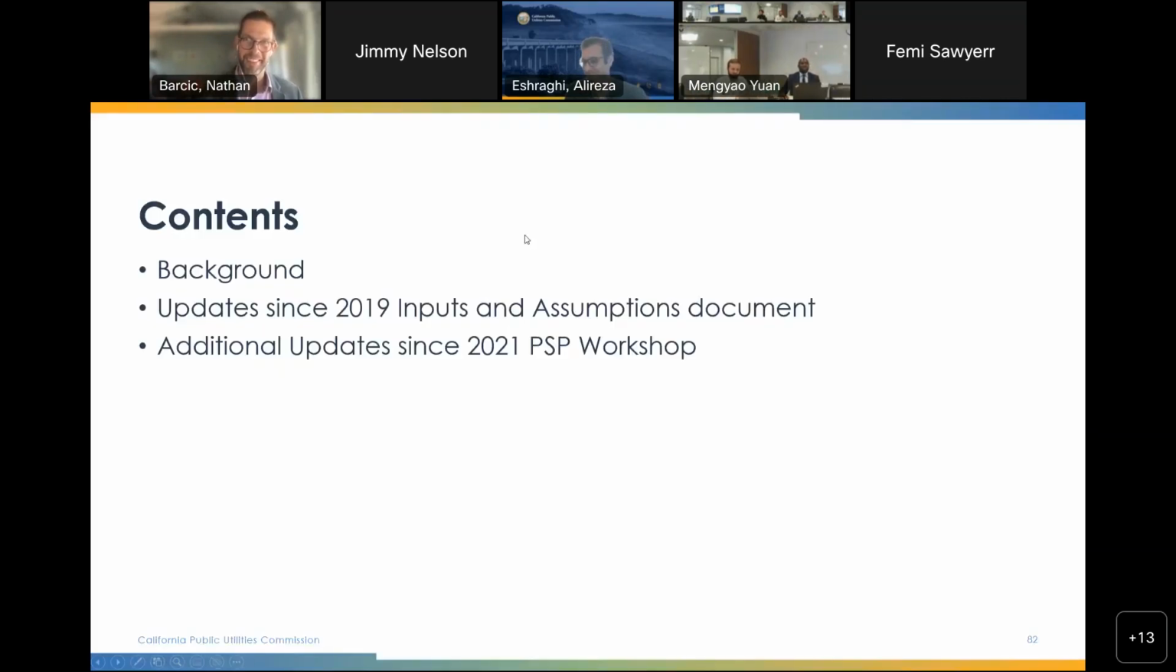Okay, so this section of the presentation is going to cover information that we already walked through a bit during the September proposed PSP workshop, and just go over information that was already covered there, but also give you some insight into some of the updates we've made since that workshop. Next slide, please.